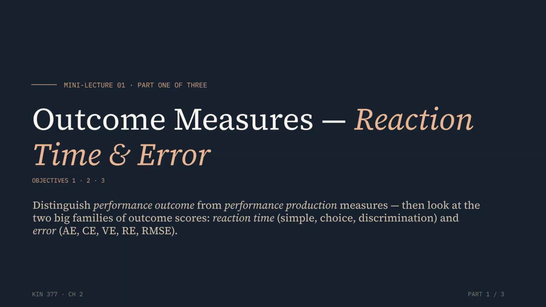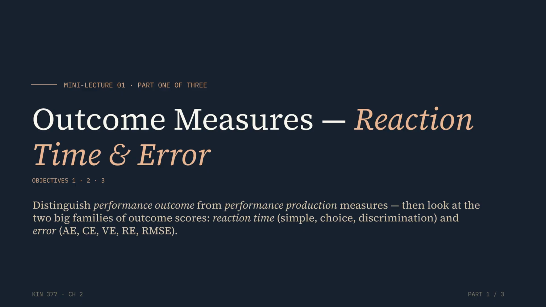Part 1. We're going to cover the first 3 objectives together because they fit naturally. Objective 1. Distinguish performance outcome measures from performance production measures, with examples of each. Objective 2. Describe simple, choice, and discrimination RT situations. Objective 3. Describe error measures for 1-dimension, 2-dimension, and continuous accuracy.